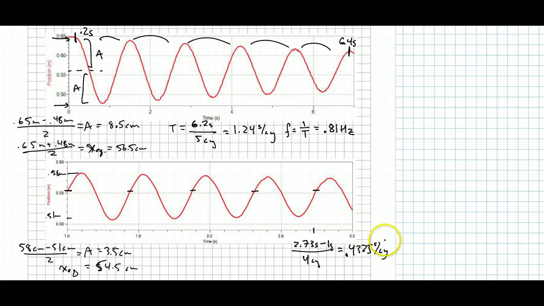So this goes through fewer seconds. It takes fewer seconds per cycle, so this one is oscillating more rapidly. The frequency is 1 over the period. So in this case, we'll have a relatively high frequency, higher than the last one. So we're looking at like 2.31 hertz.